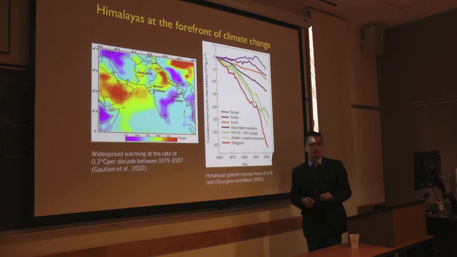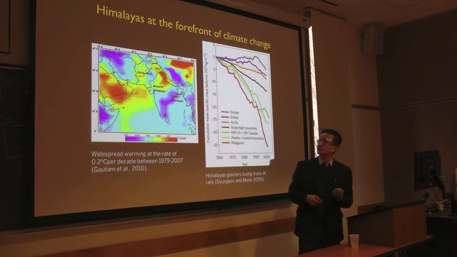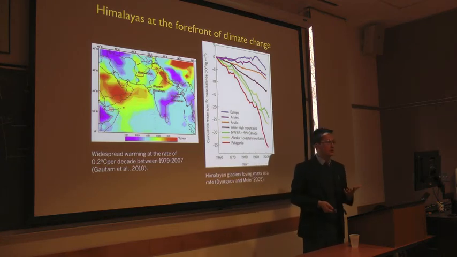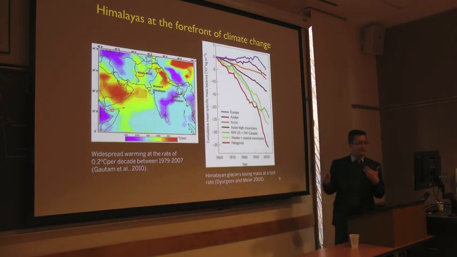And we do know that this valuable resource is under increasing threat with increasing temperatures. We have recent research. This is a paper from Ritesh Gautam, which shows warming at the rate of 3 times the global average occurring in the Himalayan region. And we do know also that the glaciers are losing mass here.